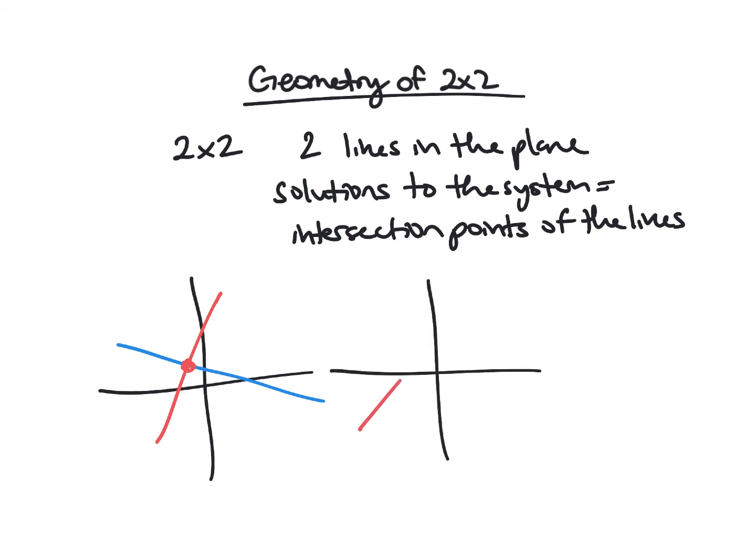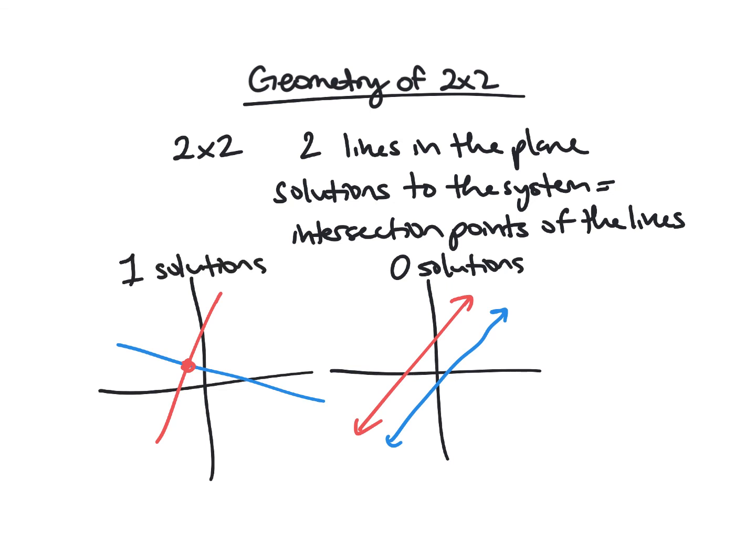Well, you can definitely have lines with the same slope, right? You can have parallel lines. These are just going to go off forever and never touch, right? So this would be 0 solutions here. They're parallel. This would have one solution. They intersect. One solution.